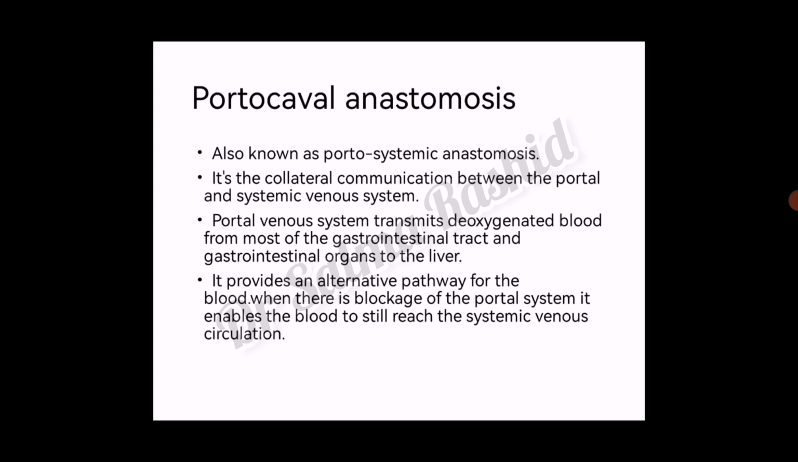Now, portocaval anastomosis, also known as portosystemic anastomosis, is the collateral communication between the portal and systemic venous system. The portal venous system transmits deoxygenated blood from most of the gastrointestinal tract and gastrointestinal organs to the liver. It provides an alternative pathway for the blood. When there is blockage of the portal system, it enables the blood to still reach the systemic venous circulation.